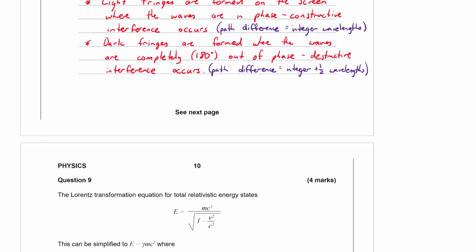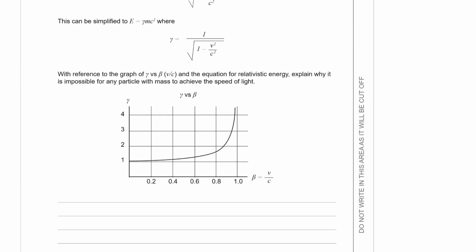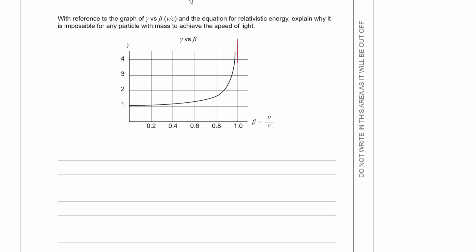So question 9 is a relativity question. It's another explaining question, and you notice it's got the equation you've got in your data sheet, but then it starts talking about the Lorentz factor, and then it's got a graph where it's introducing this new variable beta. Beta is just the ratio of the observed speed and the speed of light. So it's asking you to refer to the graph when giving your answers.